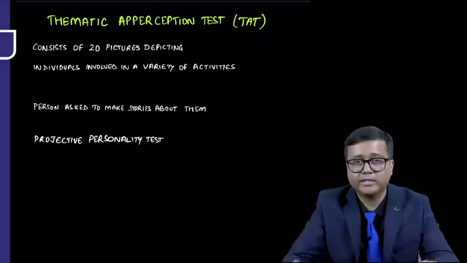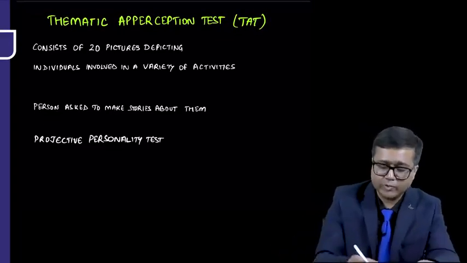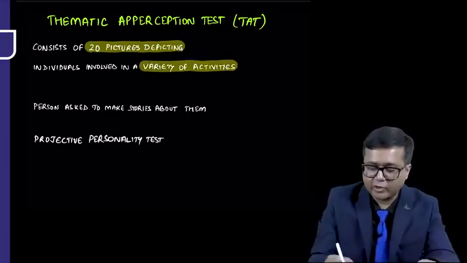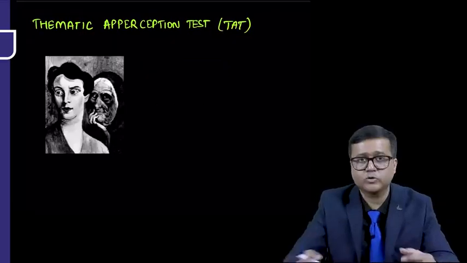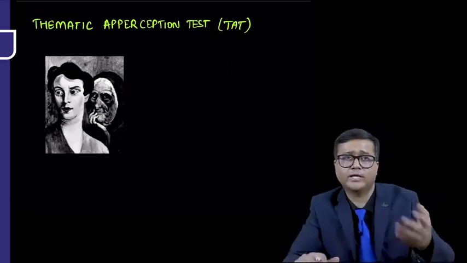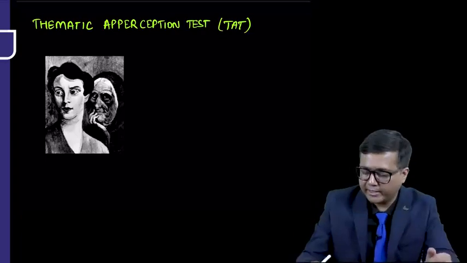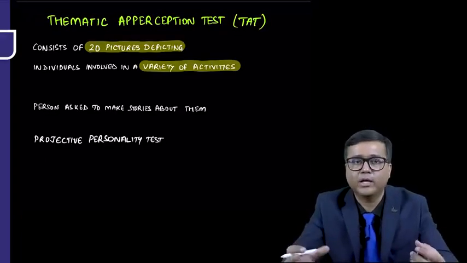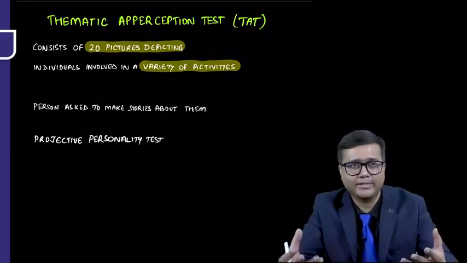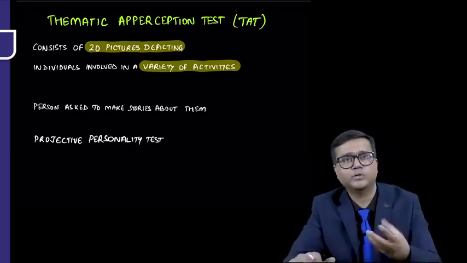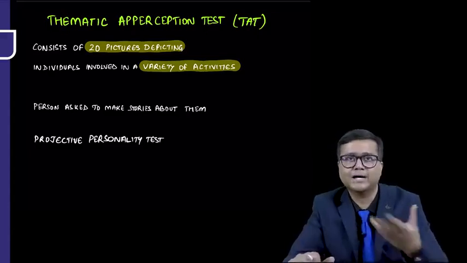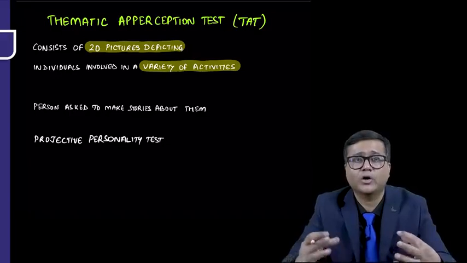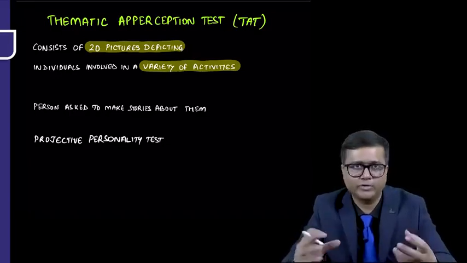Basically, TAT consists of 20 pictures which depict individuals involved in a variety of activities. As you can see in this image, there are some individuals engaged in some activities, and the person is asked to make stories about them. Again it is a projective personality test. Whatever story the person makes after seeing these cards depicts the patient's internal or unconscious conflicts or desires. So we try to understand.